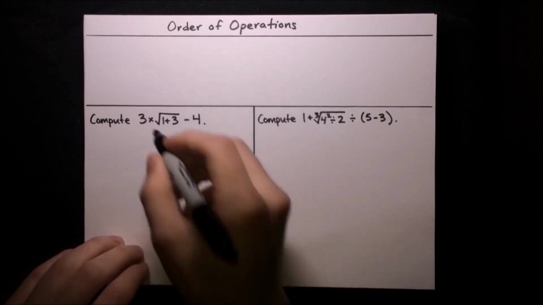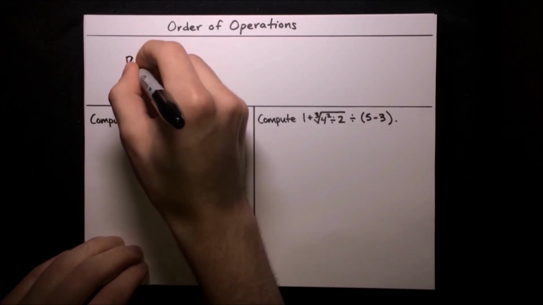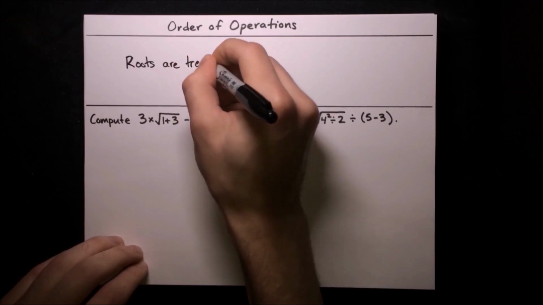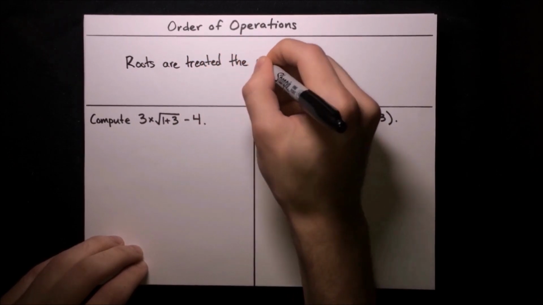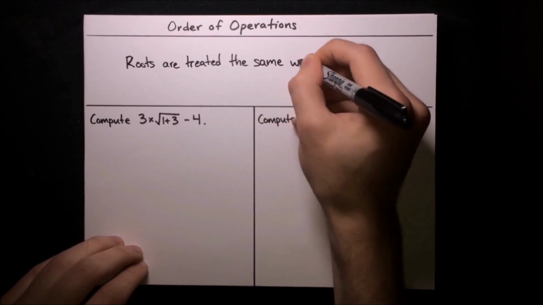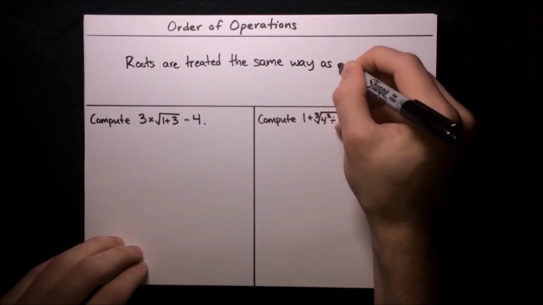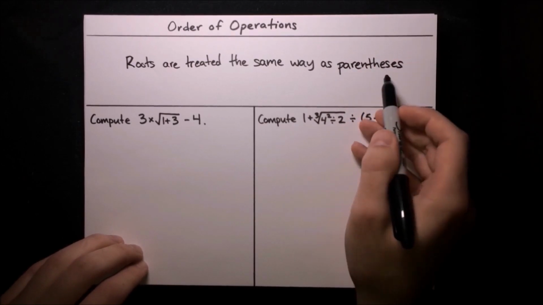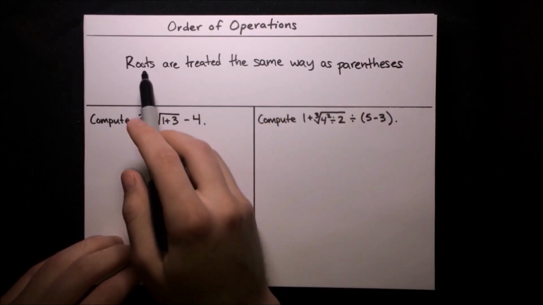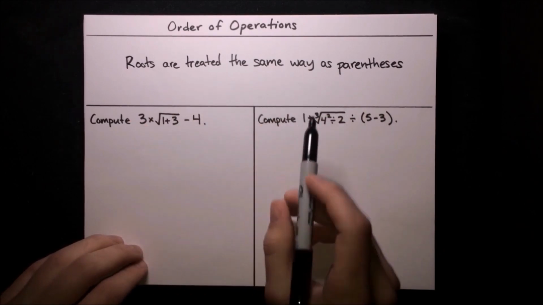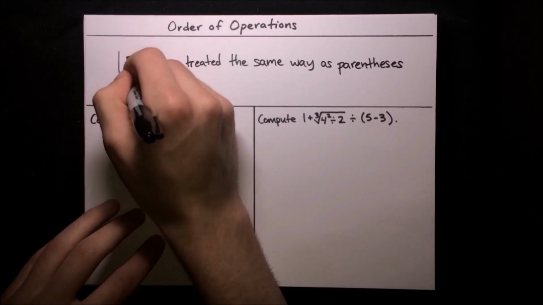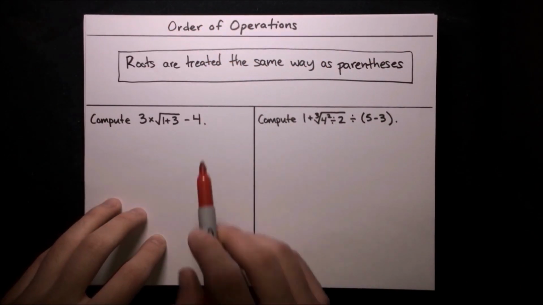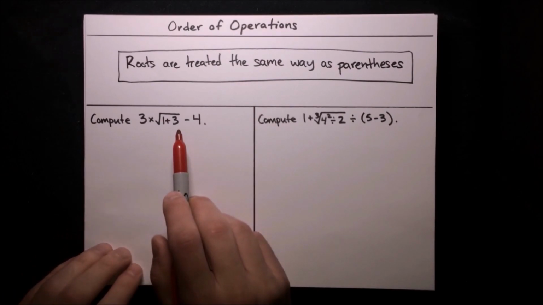Well, the way roots fit in is that roots are treated the same way as parentheses. So roots along with parentheses come first in the order of operations. You just do them from left to right, whichever appears first. So that's the big thing to remember here. Now that we know that, let's go ahead and tackle one of these computations.